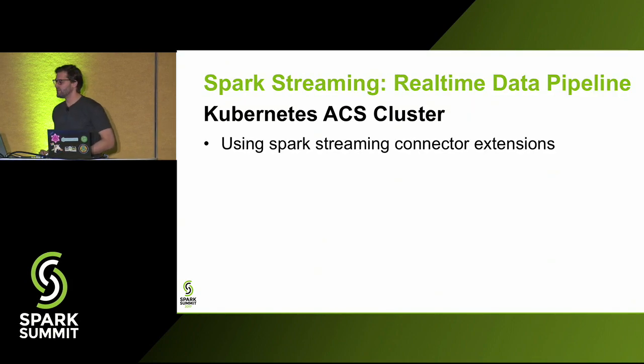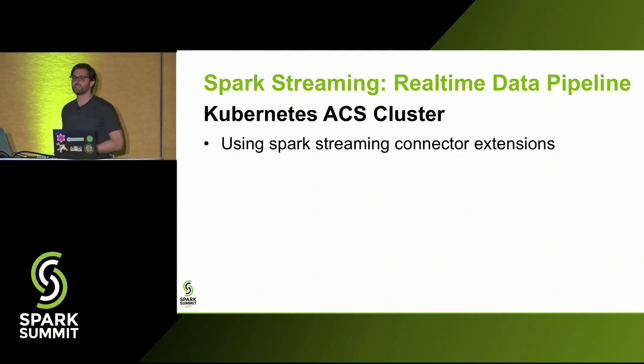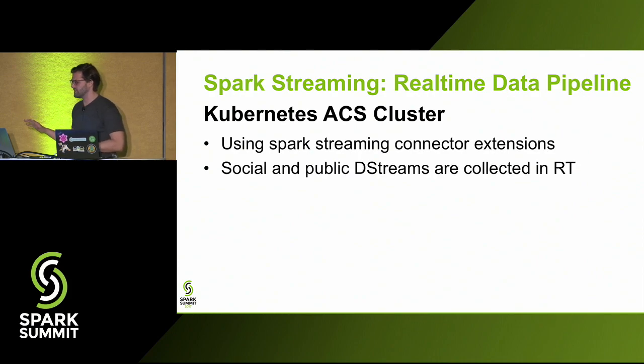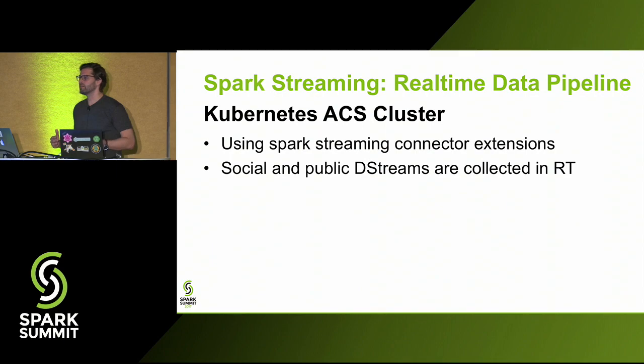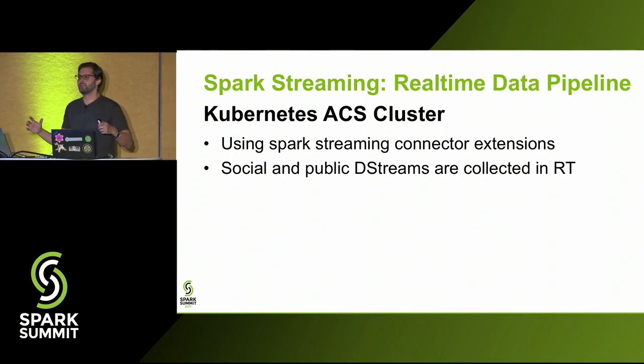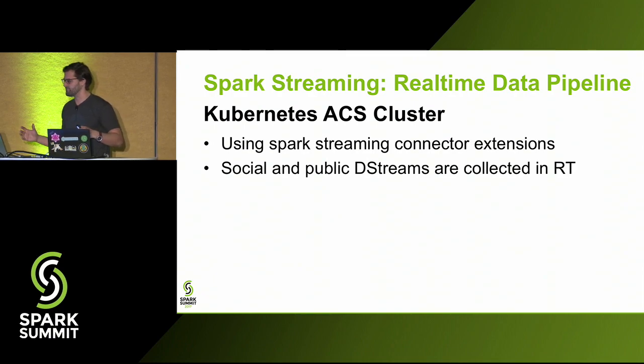The data pipeline comprises, we make heavy use of Spark streaming connector extensions. We have one streaming connector for all the data sources we're collecting data from, and I'll go into this more in depth. The social and public data sources come through as a DStream, which is basically the abstract data structure around Spark streaming. So we're able to take all these DStreams and union them together.